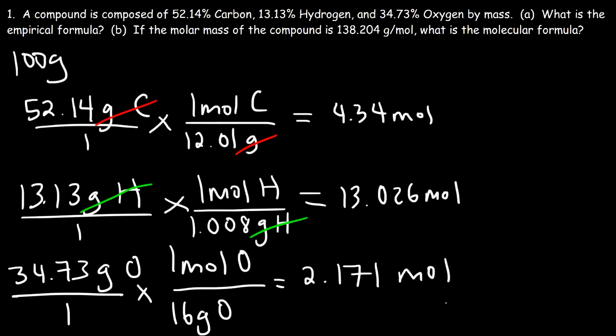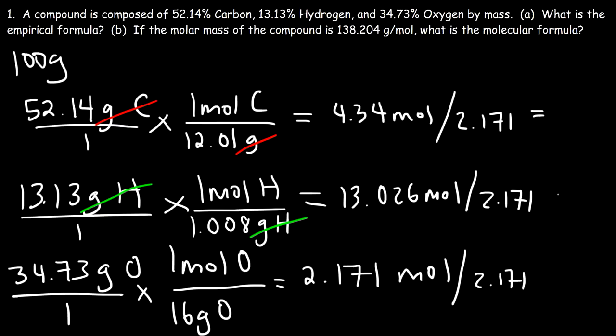Now, what you need to do next is identify which number is the smallest. Clearly, it's the moles of oxygen. So what you need to do is divide every quantity that you have by the smallest of the three values. In this case, the moles of oxygen. Ideally, you want to get a whole number. 4.34 divided by 2.171, that is about 2. It's 1.999, but you want to round it to the nearest whole number if possible.